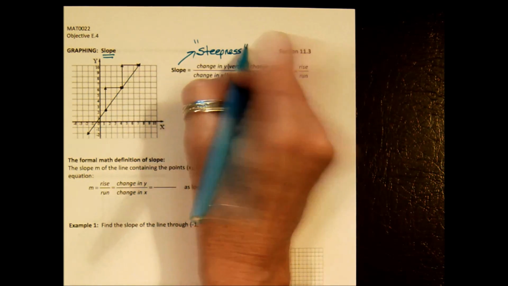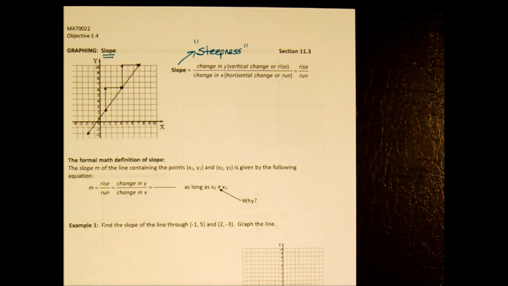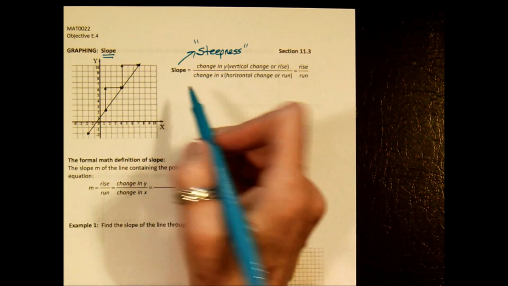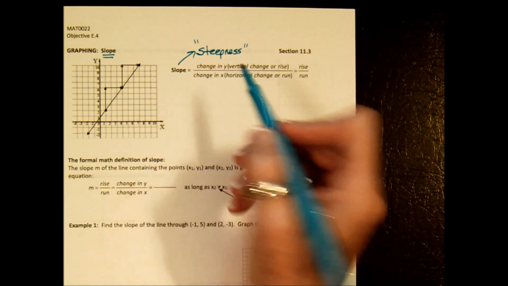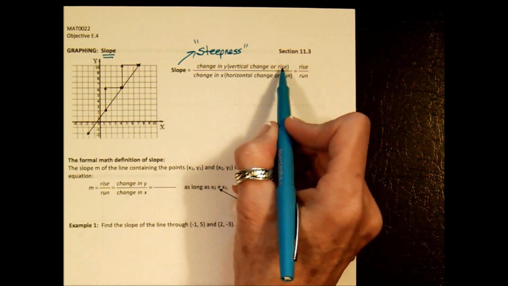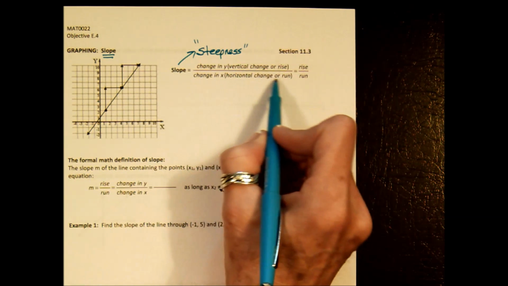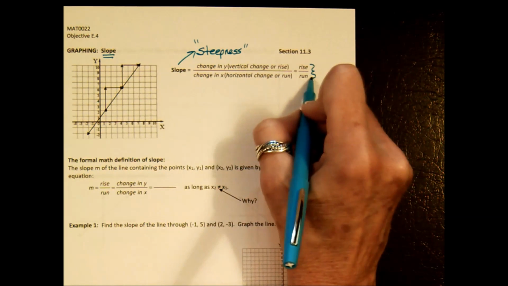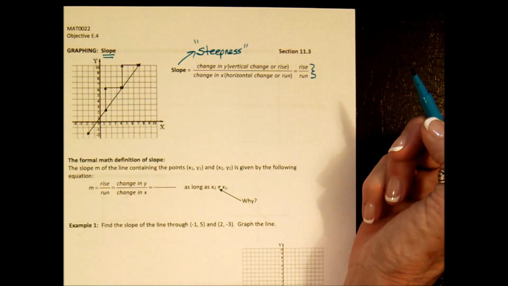Slope just has to do with the steepness. I'm not even sure if that's really a word. The steepness of a line. How steep is that line that we're talking about? So in order to find out how steep it is, we talk about the change in the y, or the vertical change, over the change in the x. The quick way to say that is the rise over the run.